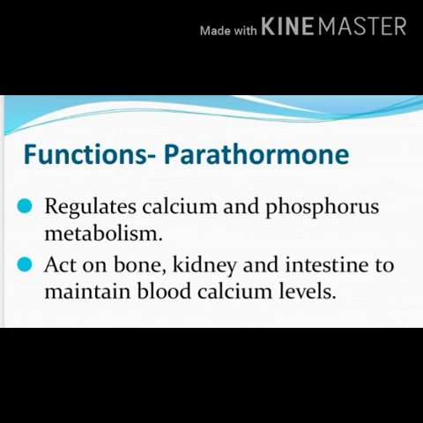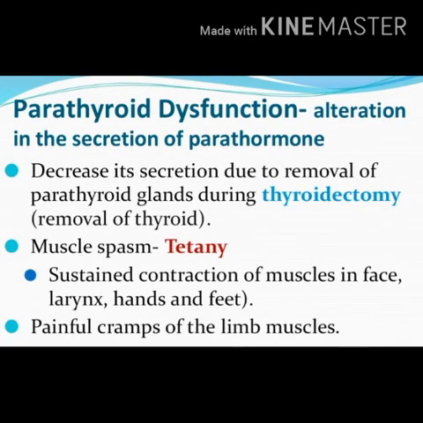Next are the functions of parathormone. It regulates calcium and phosphorus metabolism, and it also acts on bone, kidney and intestine to maintain blood calcium levels. These are the functions of parathormone. Parathyroid dysfunction is the alteration in the secretion of parathormone. If there is any alteration in the secretion of this hormone, we call it parathyroid dysfunction.